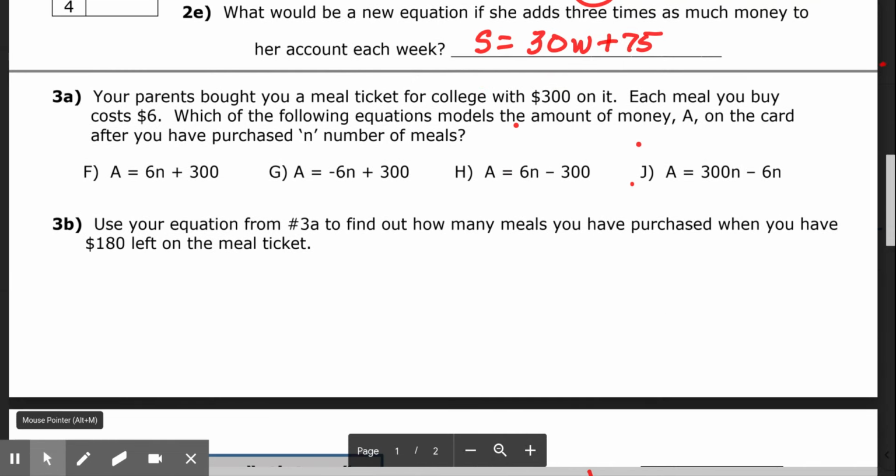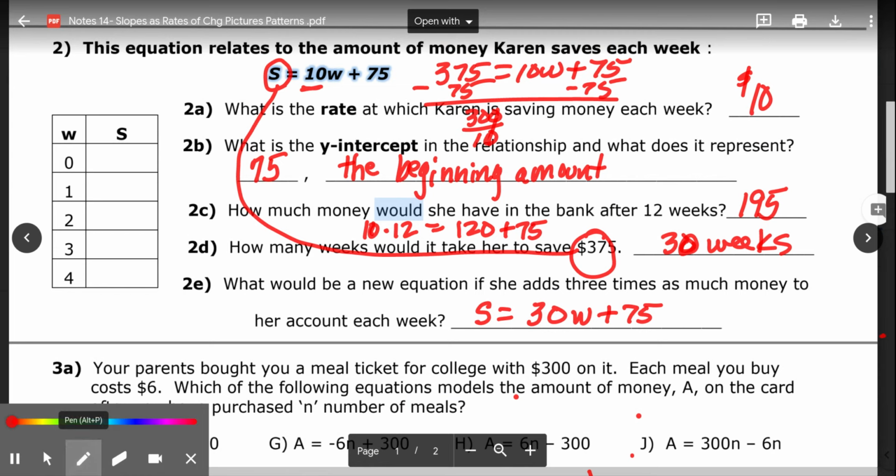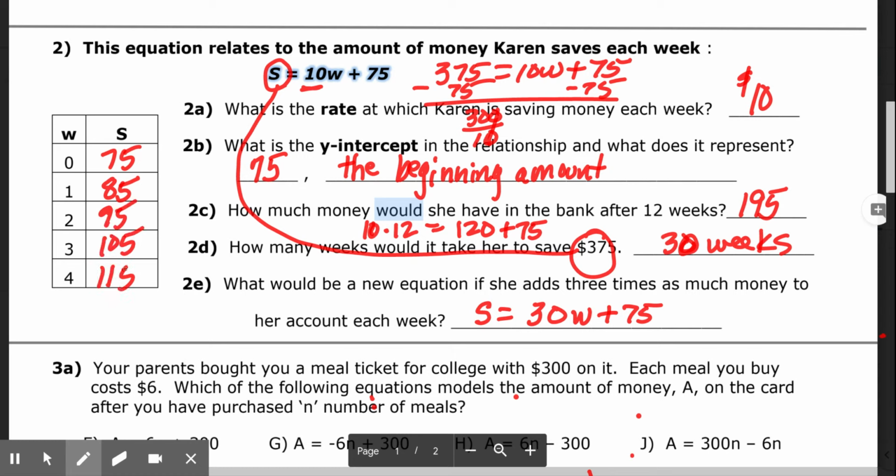Oh, wait. You know what I forgot to do? I forgot to fill in this table here. So 0 would be 75. And then after the first week, you're just adding $10, so that would be 85. And each week after that, you're still just adding $10. So this would be 95, 105, 115, and so on.